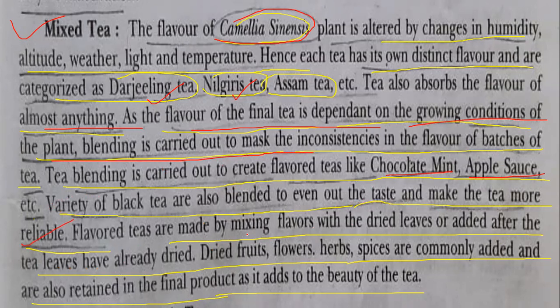Flavored teas are made by mixing flavor with the dried leaves or it is added after the tea leaves are already dried. The dried fruit, flowers, herbs, and spices are commonly added and are also visible in the final product, as they add to the beauty of the tea.